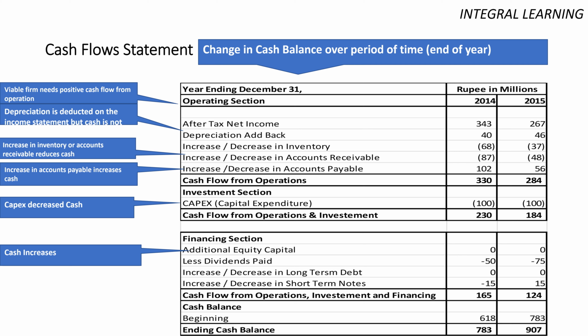We will also compare it in 2 years, like in 2014 it was 783 million, and in 2015 it is 907 million. So it was all about the financial statements: income statement, balance sheet, and cash flow statement.